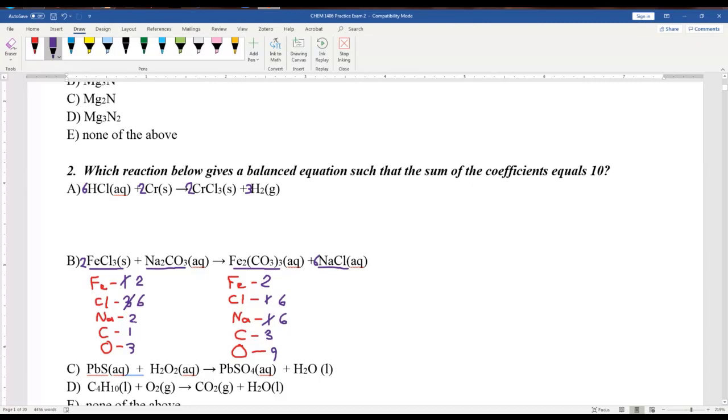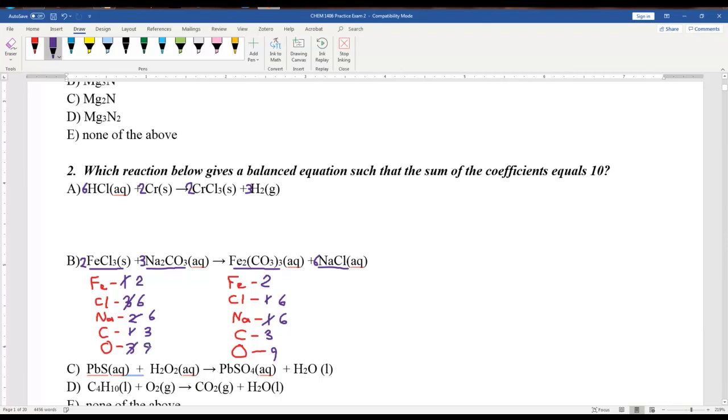Now I can balance sodium. I have 2 on the left side, 3 on the right. What do I have to do there? You add 3 to the Na2CO3, right? That gives us 6 Na's. How many carbons does that give us? 3. And how many oxygens? It's going to give you 9.